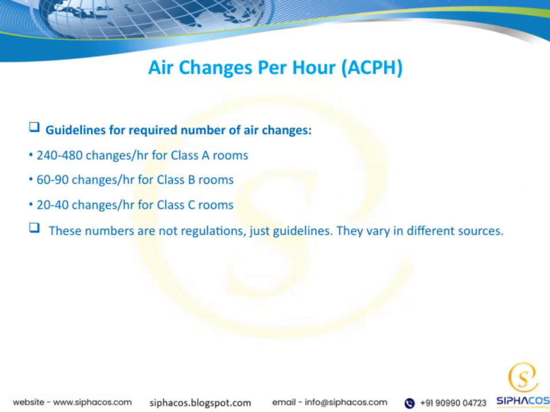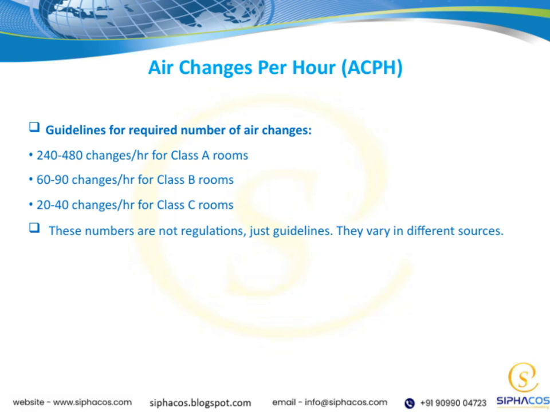Let's talk about the guidelines for the required number of air changes in different types of rooms. For Class A rooms, the recommended air changes per hour are between 240 and 480. This high range helps ensure a very controlled environment, often needed in highly sensitive settings. Moving to Class B rooms, the guideline drops to about 60 to 90 changes per hour.